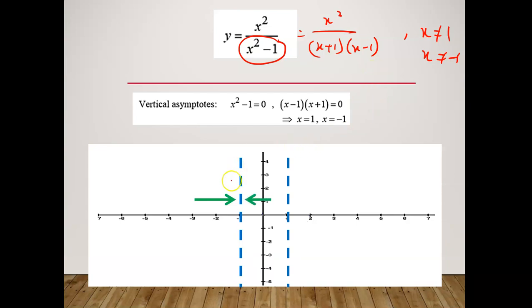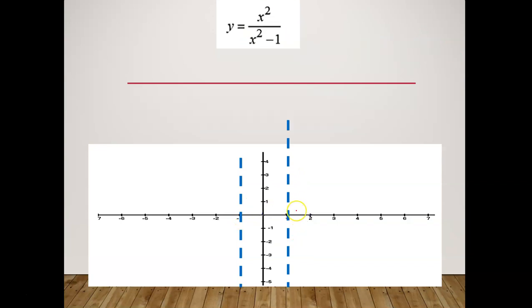Now we will check what happens to the limit when x is approaching negative 1 from the left and right side, and for x equals 1 as well. First, the limit as x approaches negative 1 from the negative side, from the left-hand side, of x squared over x squared minus 1 equals positive infinity.